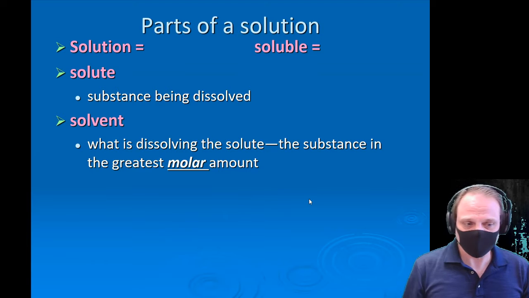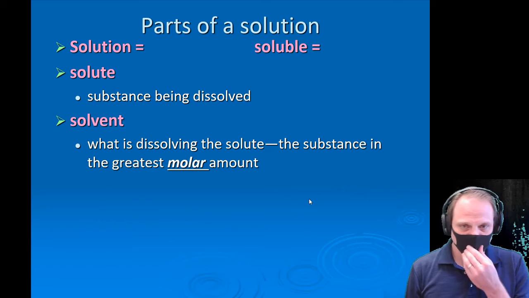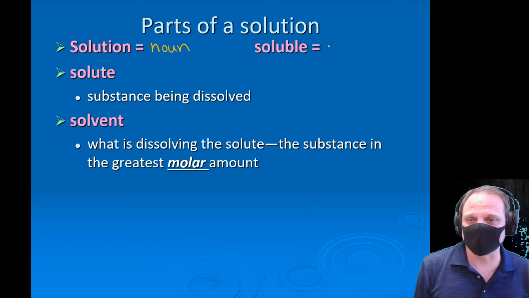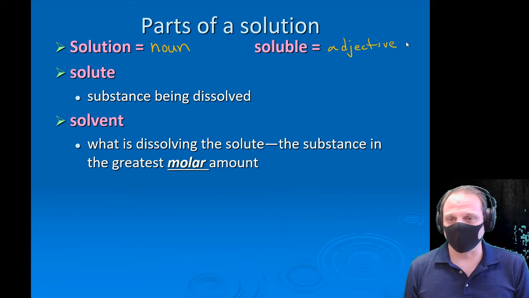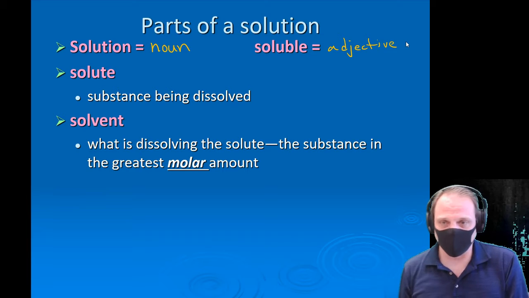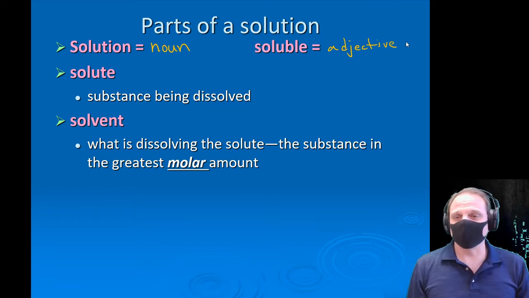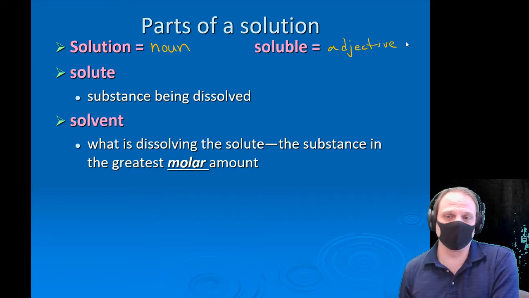All right, so let's talk about the parts of a solution. A solution is made up of a solute and a solvent. Now, when we use the term solution, we're talking about a noun, right? Whereas something that is soluble is an adjective describing something that is going to be dissolved. Something that's soluble is going to be able to mix with something else. So soluble substances are those things that we use that word to describe their characteristic property of being able to be in a solution.